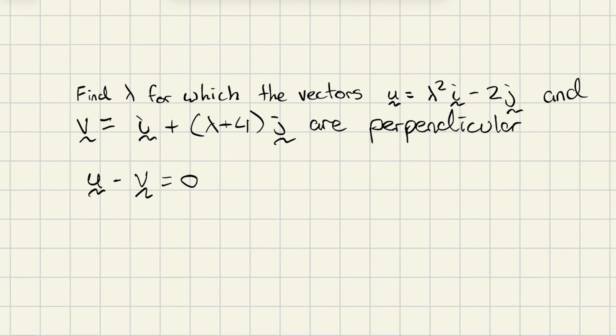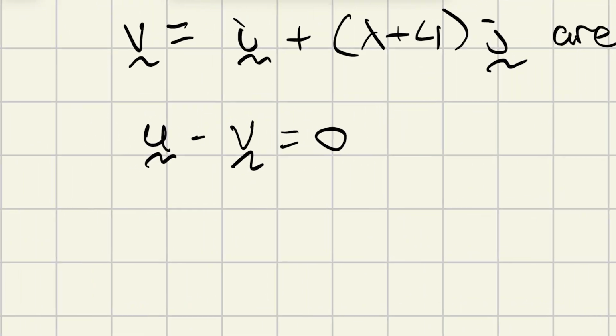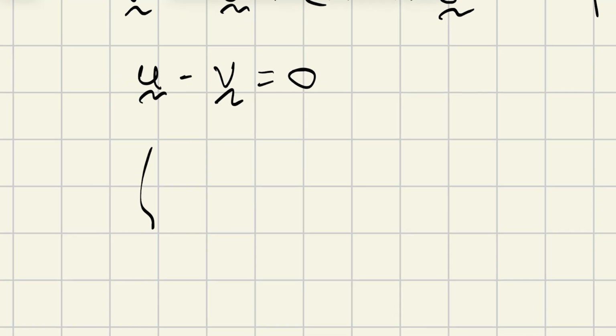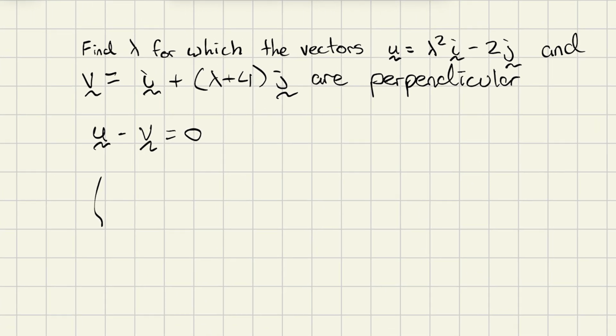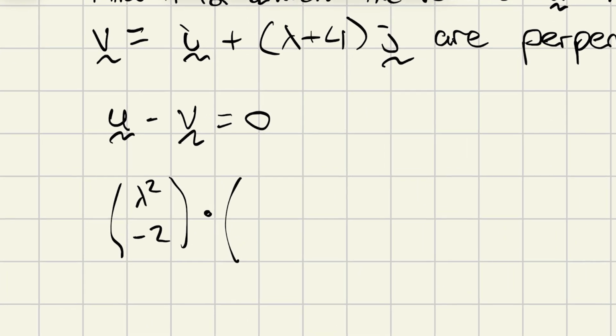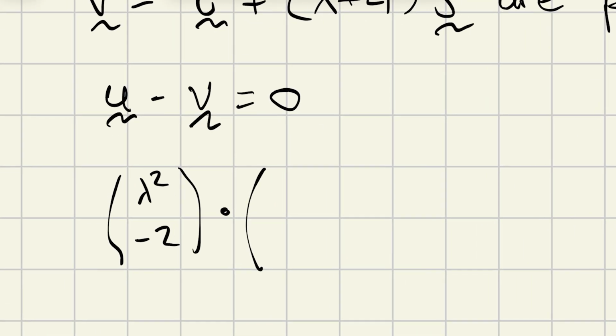Now what is u dot v? Well, we have the components, so we can just multiply the components with each other and add them together, just like our second formula said. So if I write it in column vector form, u is (lambda squared, minus 2), dot product with v, which is (1, lambda plus 4). And we know this should equal 0.